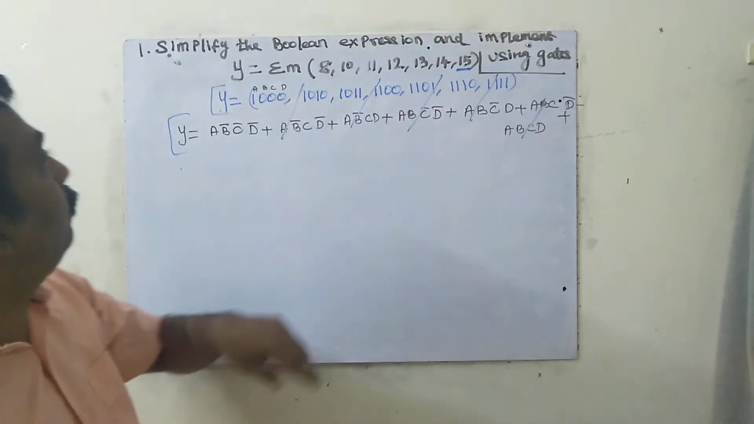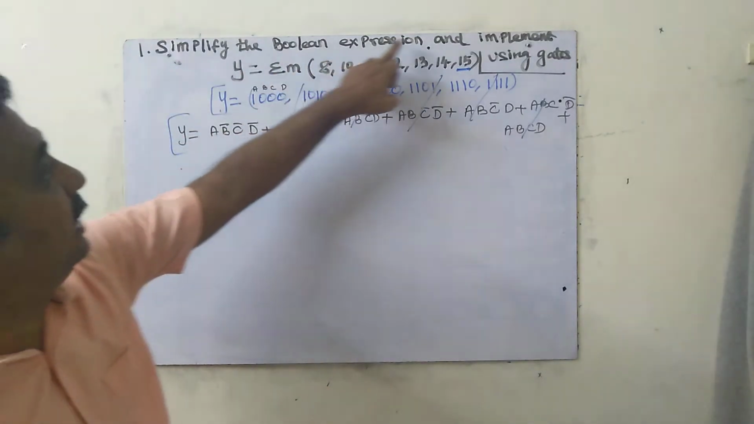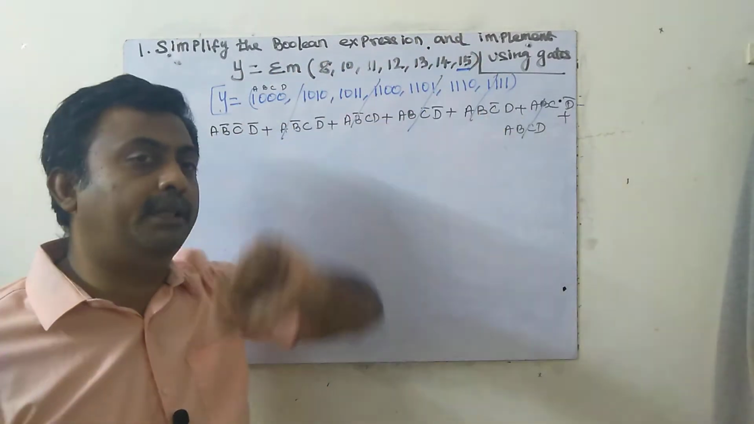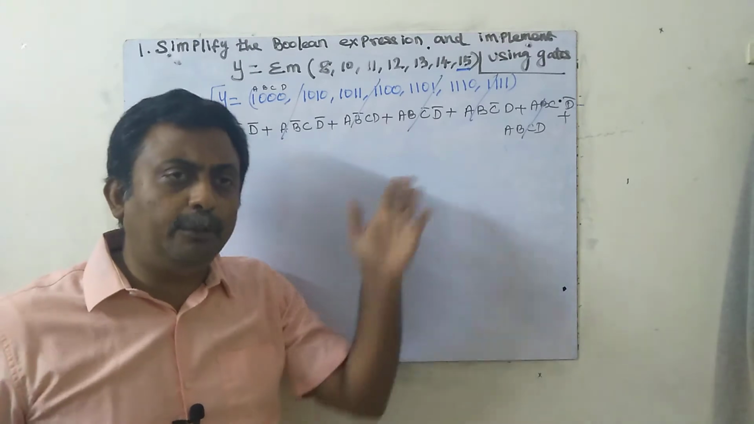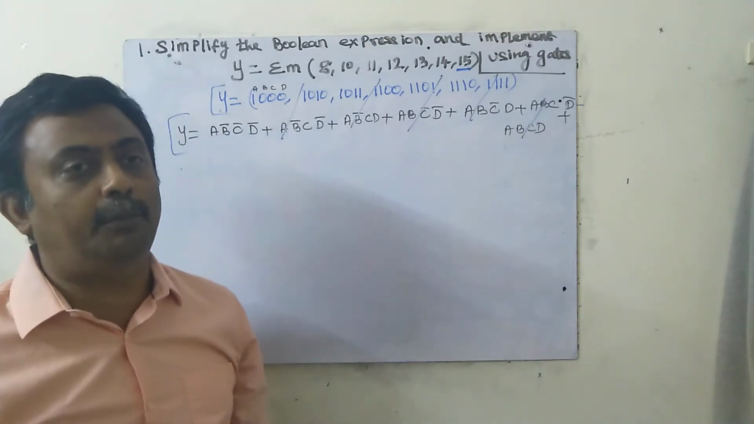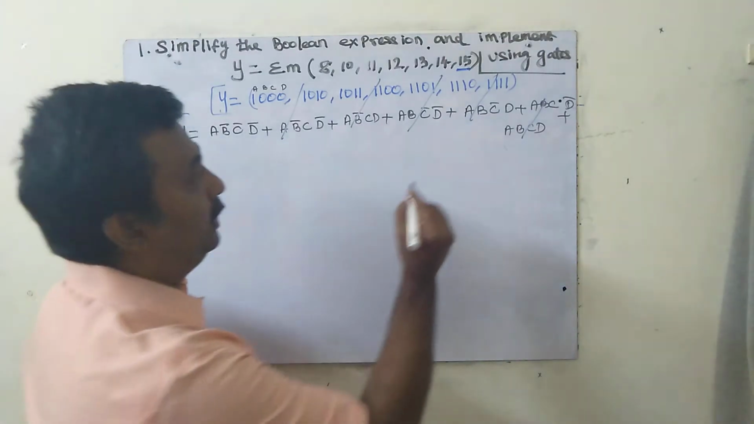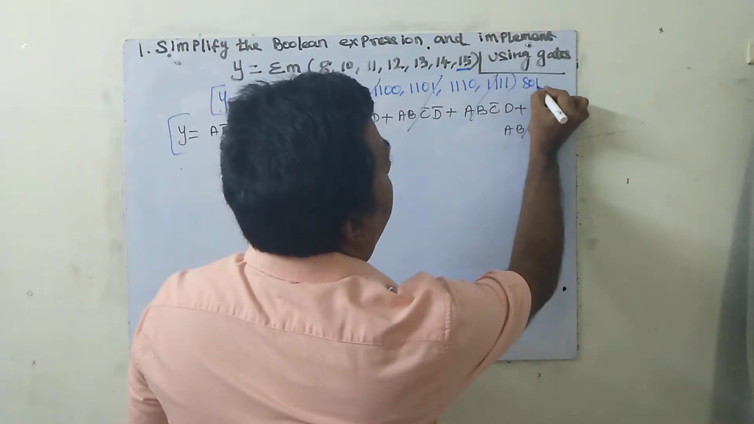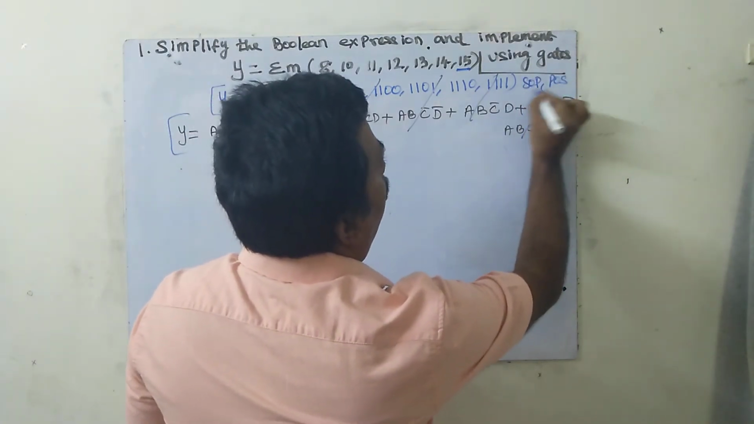Okay, before that, simplify the Boolean expression. Are we going to solve by the SOP method or the POS method? Suppose they have not given anything, then we are going to solve by the SOP method. There are 2 methods: one is the SOP method, the other one is the POS method.